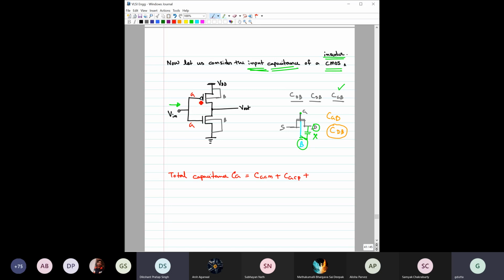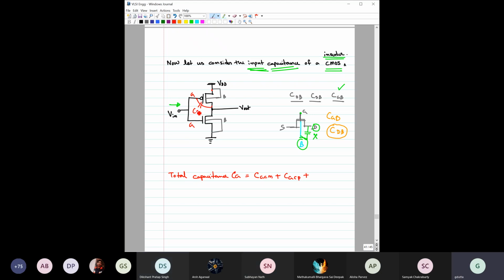What about the overlap capacitance between the gate and drain and gate and source? Yes, Shubhayan, should it be there or not? Yes, so basically it should be CGB plus CGS plus CGD. Now we can replace CGS as CGCS plus CGSO. So we have to consider this overlap capacitance. And you know, if the widths of NMOS and PMOS are different, then the overlap capacitances are also going to be different, right?